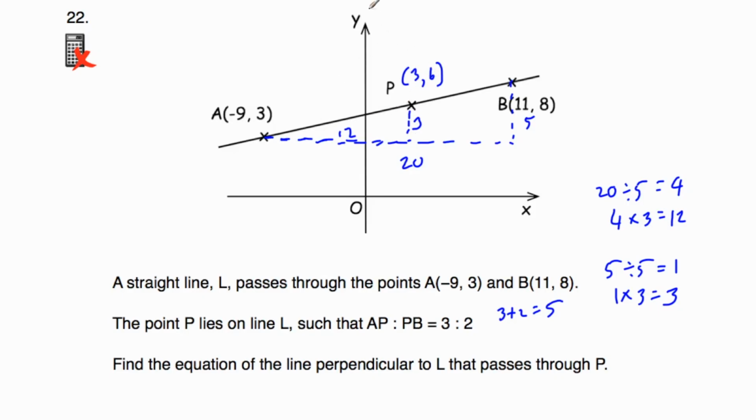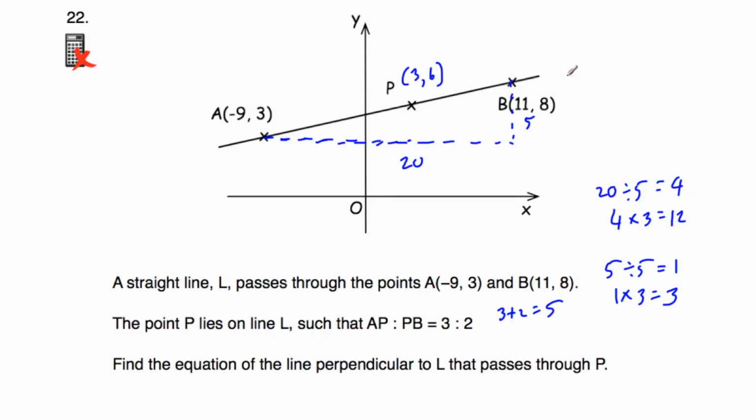Now, we can just find the equation of the line that's perpendicular to AB. So, we're going to find the gradient of AB, then find the gradient of the line that's perpendicular to that, and we know it passes through the point P, which is (3, 6). So, now we want to find the gradient of this line L that passes through A and B. Now, what's great is we've got these distances, the 20 and the 5. That's the run and the rise.